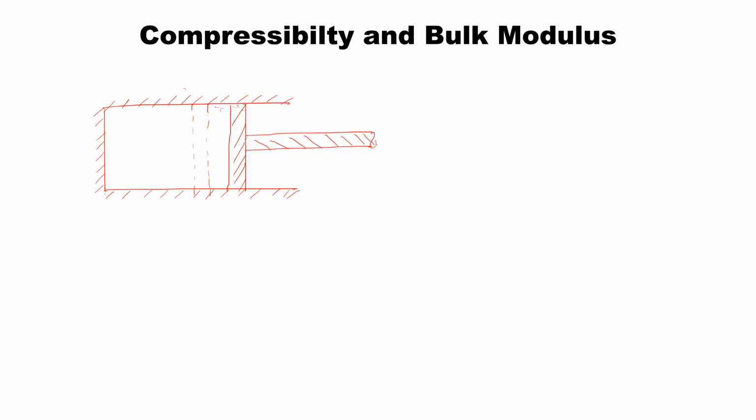So now we will derive the value of bulk modulus. Suppose we have a piston and cylinder arrangement. So this is our cylinder, this is our piston, and now we are applying some force P. Since we are applying force on an area, that is called pressure. So we are applying pressure on a piston.